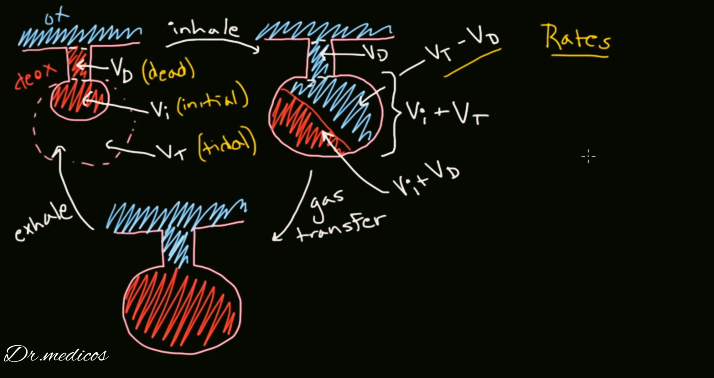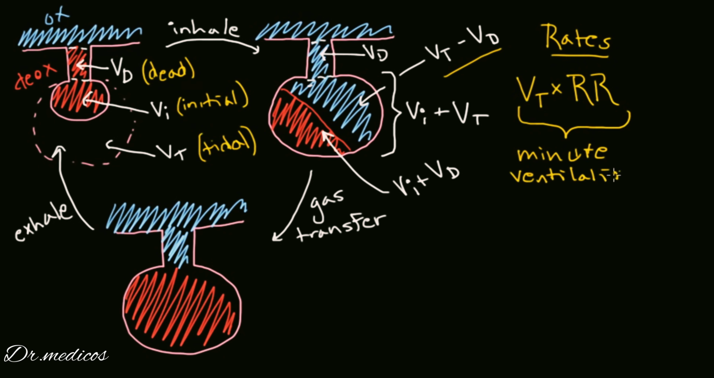Because there are two different ways that we can calculate a rate of ventilation. The first is to say how much air is coming in and out of the lungs per minute. And so that's calculated with VT times the respiratory rate. So VT is the amount you breathe in and out, and the respiratory rate is the number of times you do that per minute. So as a result, this gives you what we call the minute ventilation, which is the amount of air that you're breathing in and out in 1 minute.